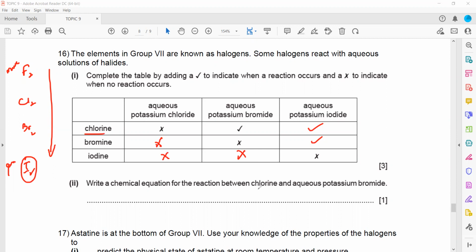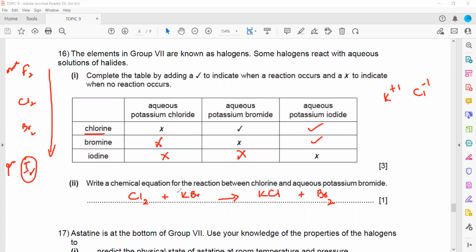Then write the equation between chlorine and aqueous potassium bromide. So chlorine is Cl2 and potassium bromide is KBr. When it reacts, because chlorine is more reactive, it will form potassium chloride. For the formula of potassium chloride, potassium is group 1, chlorine is group 7 minus 1, so potassium chloride will be KCl, plus it produces bromine. Because bromine is a non-metal, it exists as a molecule, so it should be Br2.